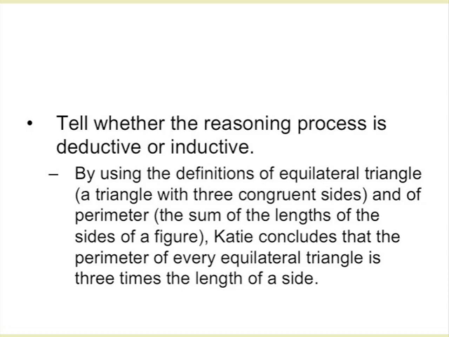By using the definitions of equilateral triangles, a triangle with 3 congruent sides, and perimeter, the sums of the lengths of the sides, Katie concludes that the perimeter of every equilateral triangle is 3 times the length of a side. Same conclusion as our other friend Kai, but how did she reach it? Deductive. What's the difference here? By using definitions. Definitions are facts. So she's basing this on facts.